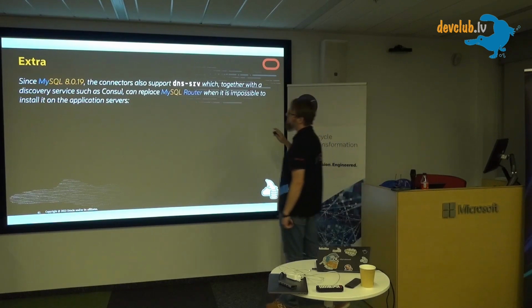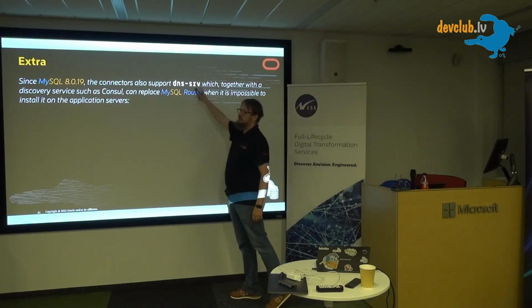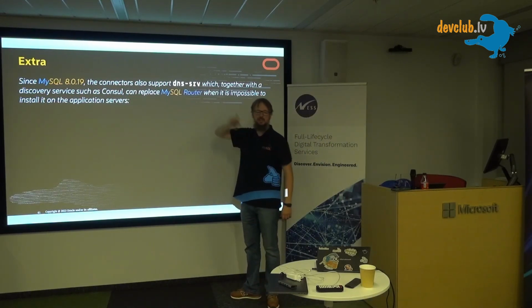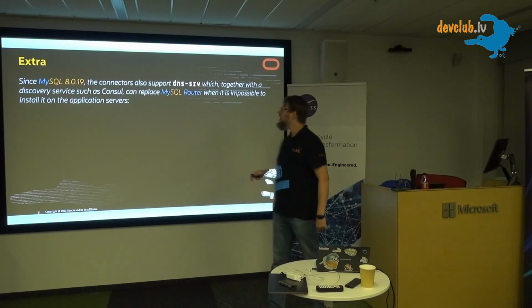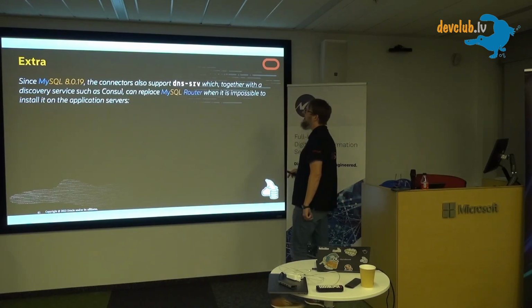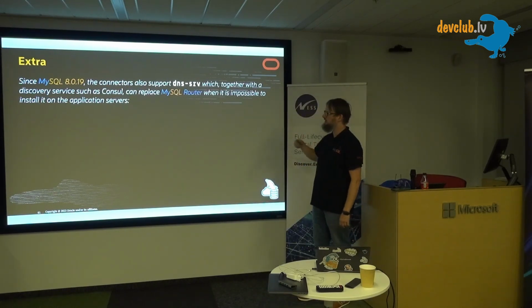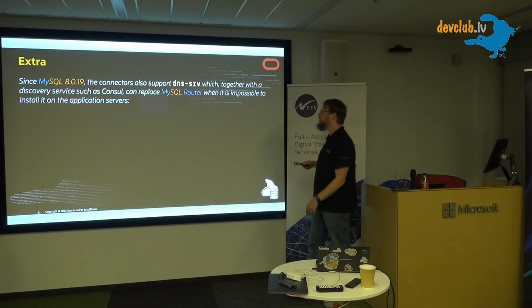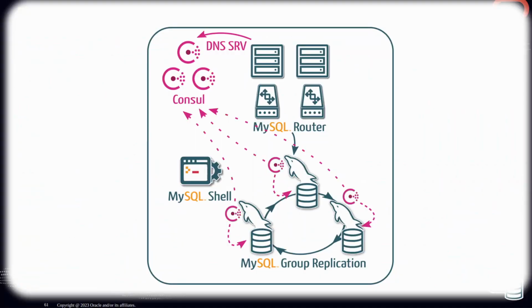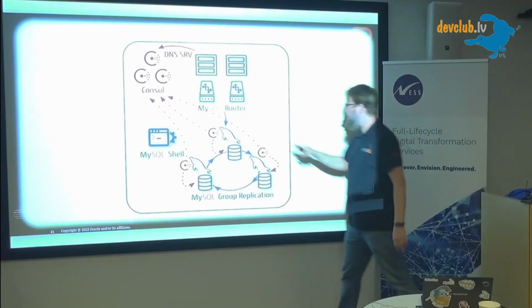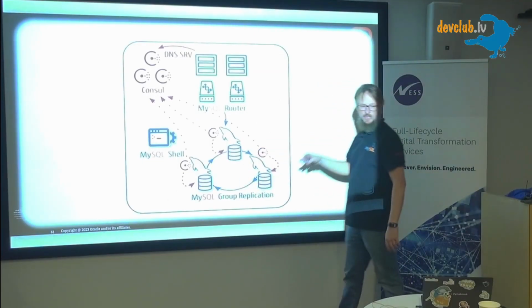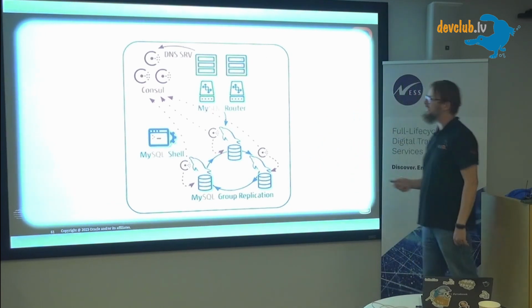So since MySQL 8.19, we have also DNS-SRV. I don't know if you are using DNS-SRV, but it's possible to use that. For example, you can replace the MySQL router, because with DNS-SRV, all the topology is also updated, and the connectors know where to go and where to connect. They know this is the primary node for writes, this is for reads, all that, you can know that.